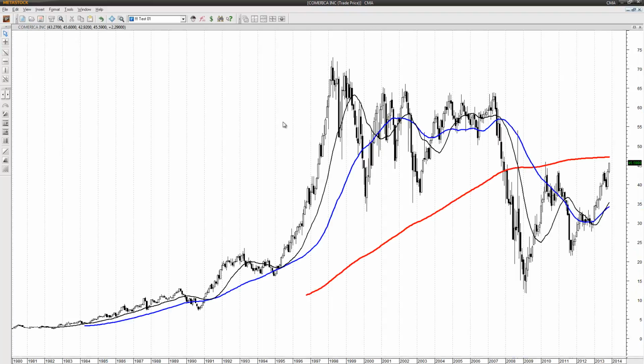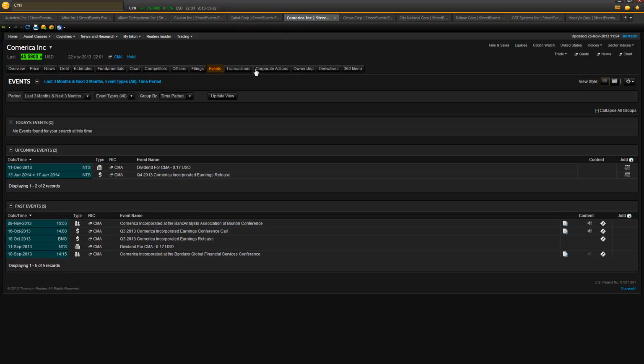Taking next CMA. I'm using this peak. The print is 45.84. That's the short sell limit order I will put in. CMA, no earnings.